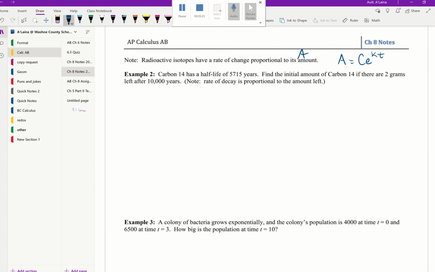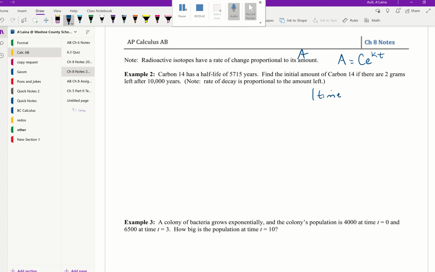Carbon-14 has a half-life of 5,715 years. What that means is that however much amount you start out with, 5,715 years later, you're going to have half of that. We want to find out the initial amount of carbon-14 if there are 2,000 grams left after 10,000 years. Now, we have to be careful when we write these ordered pairs.